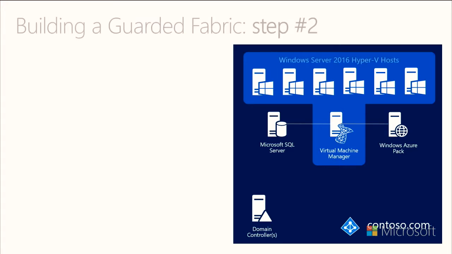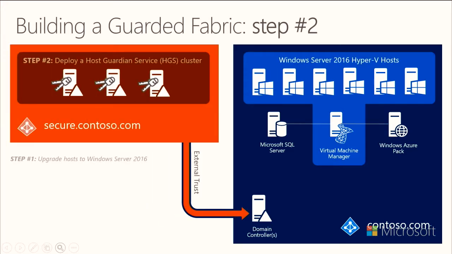What is step 2 then? Step 2 in building a guarded fabric is, again, fairly obvious. We have to deploy this thing we've been referring to as the Host Guardian service, or more briefly referred to as HGS. This is the thing that does the health attestation. It can measure whether a Hyper-V host is healthy or not according to a predetermined set of instructions, a baseline, if you will, that's added to an inventory database that the Host Guardian service preserves.